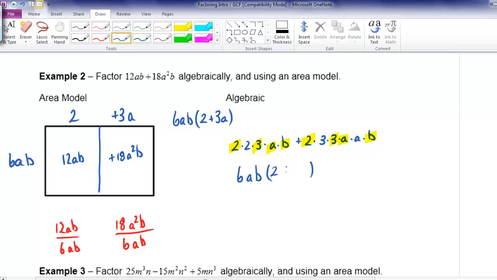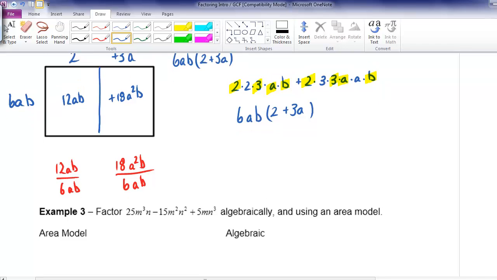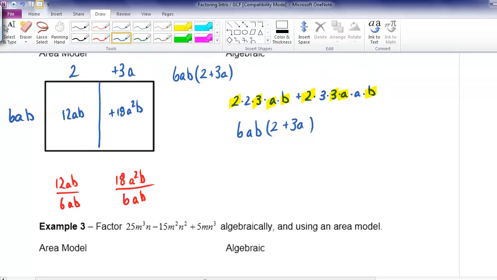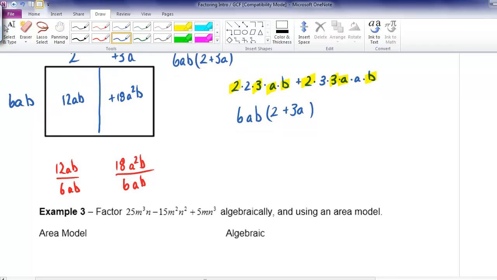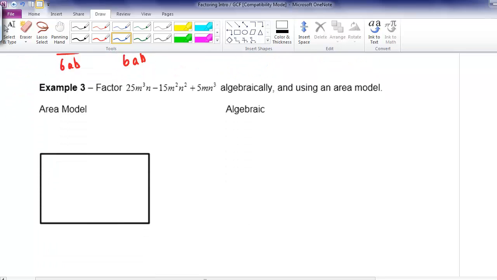I have a 2, a plus sign, and a 3 times A. And as we got pictorially, we get the exact same answer. So again, the nice thing here is both of these methods give you the same answer. I like the rectangles. The rectangle is really concrete, visual. It's not magic. I'm just finding 2 dimensions of a rectangle.